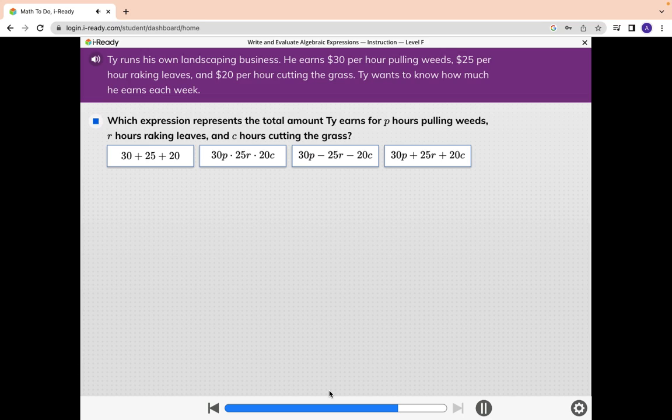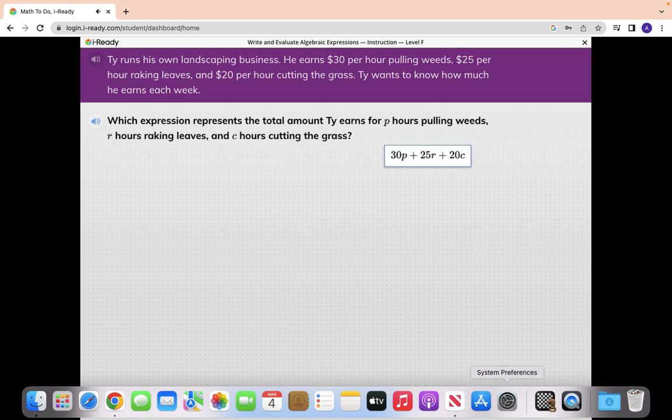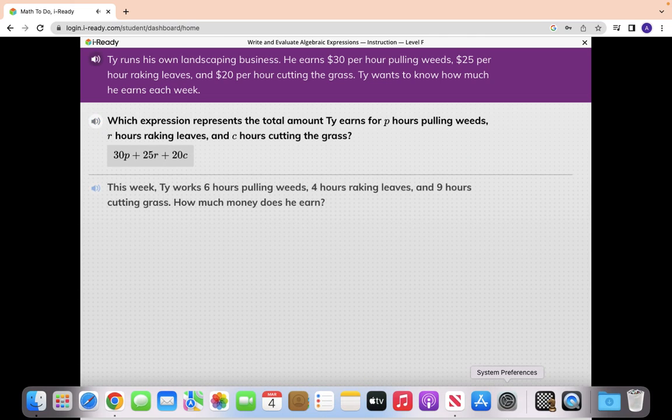cutting the grass? So we need to find a plus equation, an adding equation. So 30P, pulling weeds, 25R, raking leaves, and 20C, cutting the grass. This all matches. Times the number of weeks would equal how many?